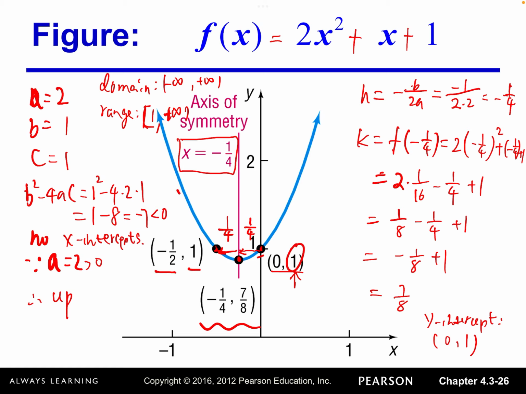Increasing, decreasing. This part is decreasing, this part is increasing. So decreasing is from negative infinity to negative 1/4, the function is decreasing, right? This is the turning point. And then increasing is from negative 1/4 to positive infinity, the function is increasing. All right.